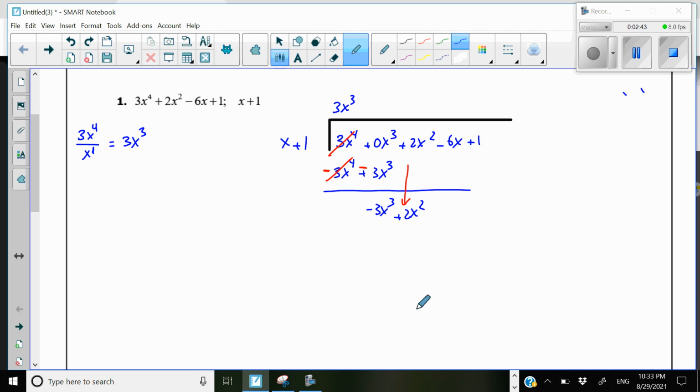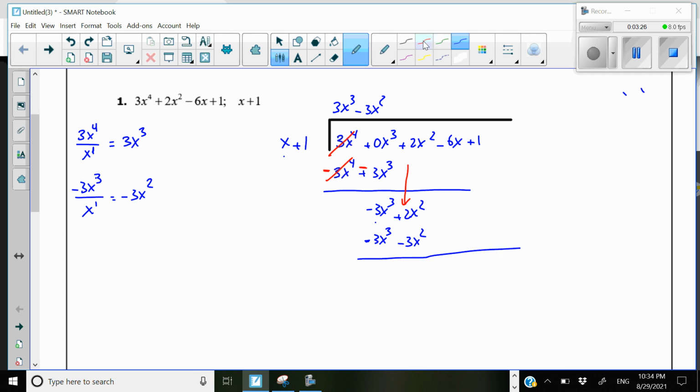Now, I'm going to repeat my steps. Take the first term, divide by the first term. So this will be negative 3x cubed, divide by x. Negative 3, 3 minus 1 is 2. So I'm going to have negative 3x squared here. Now I'm going to multiply this term, the second one, negative 3x squared, by both of the terms here. Negative 3x squared times x is negative 3x cubed. Times 1 is negative 3x squared.